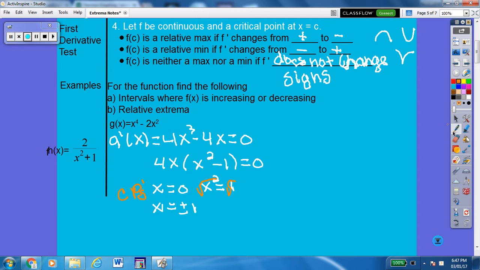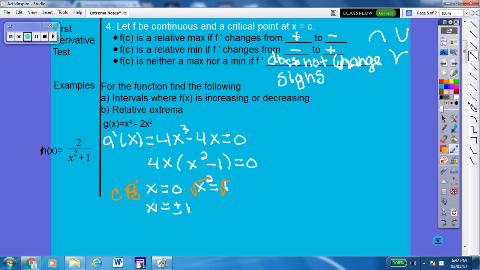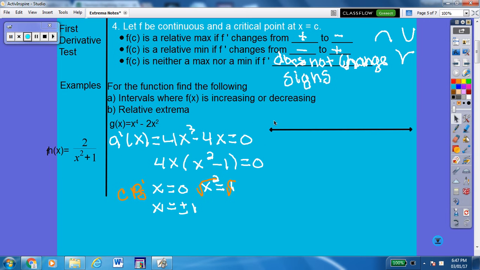Okay, so what I'm going to do now is go ahead and make a sign chart, and I'm going to put my derivative on top. Sorry about that, let me click on the pen. Put my derivative on top, and then the function behavior on the bottom. CPs are graphed first. I'll go with -1.